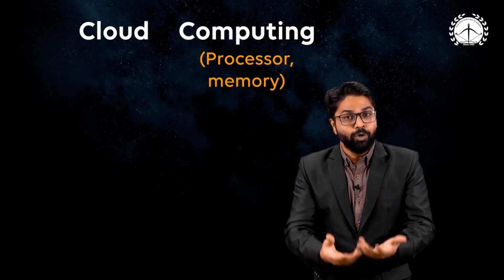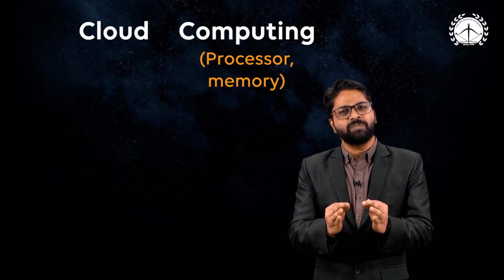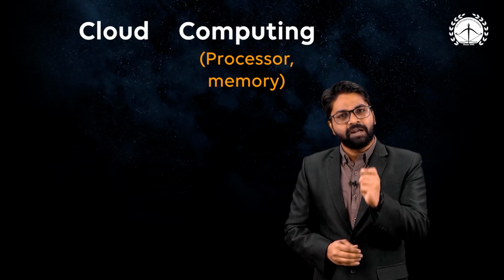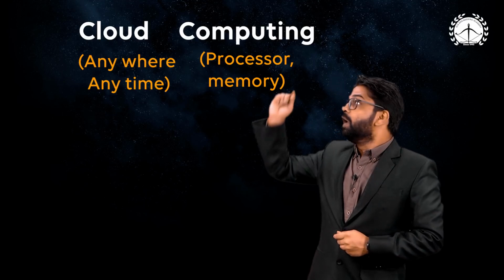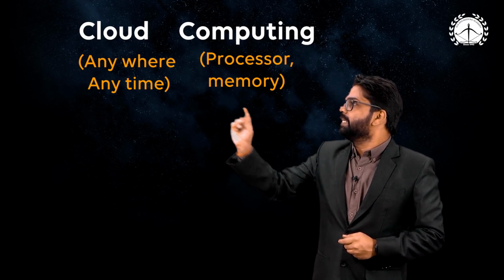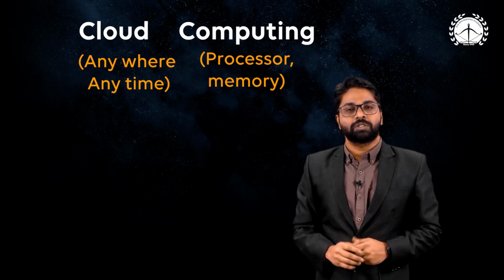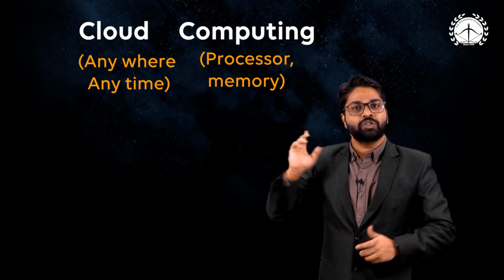Then what is a cloud over here? Cloud is a different name that has been used for internet. Cloud is a different name that has been used for anywhere, anytime. So a cloud is anywhere, anytime. Computing, processor or storage. So anywhere, anytime, processor and storage.